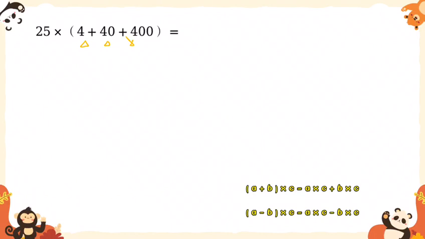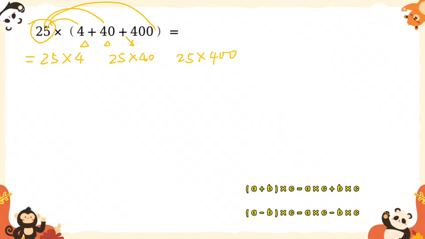So maybe you need to use the distributive law of multiplication to drop the parentheses, right? Use the number outside, multiply it by 4, and then multiply it by 40, and then multiply it by 400. But pay attention to the symbols, plus and then plus. The mathematical meaning here is actually 4 25s plus 40 25s plus 400 25s.